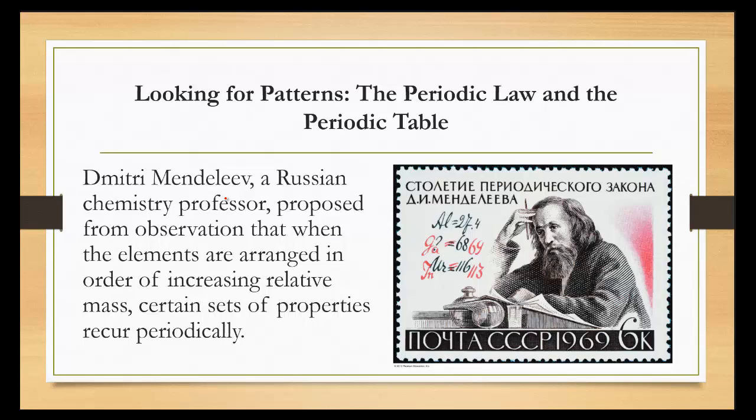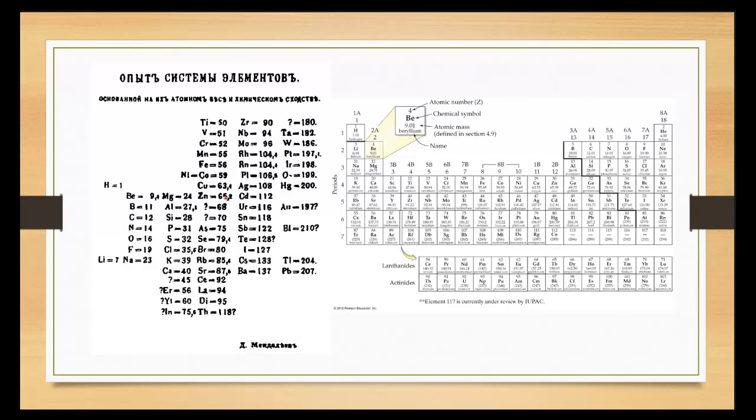Well, Dmitry Mendeleev, a Russian chemistry professor, proposed from observation that when the elements are arranged in order of increasing relative mass, certain sets of properties recur periodically. So here's his version of the periodic table. Here's the modern version of the periodic table. He's credited for creating the, quote, modern periodic table.